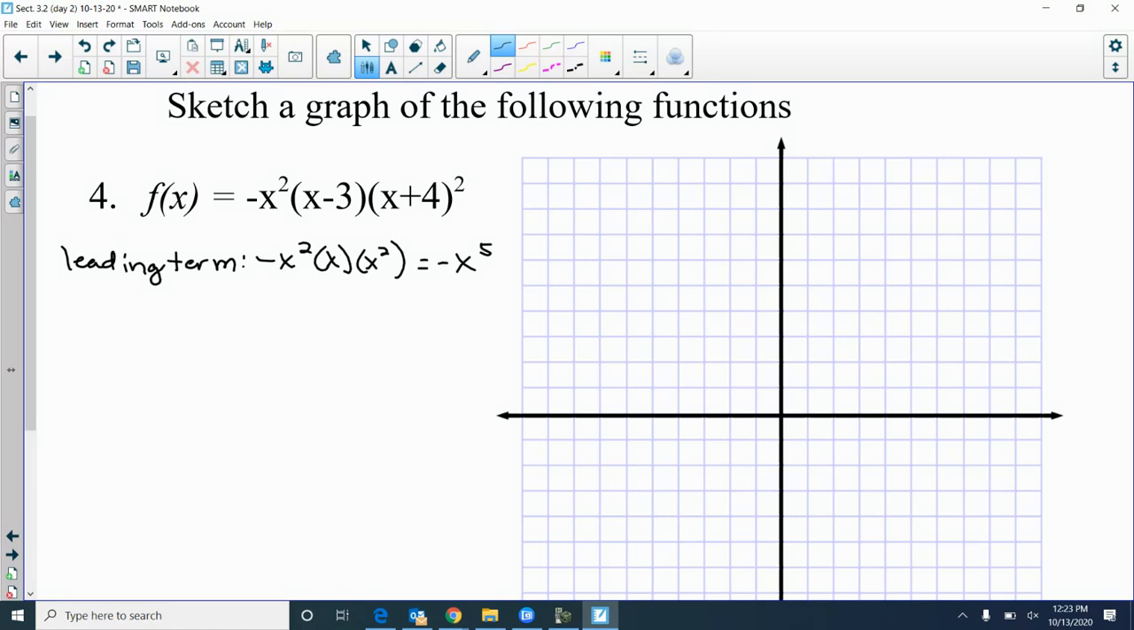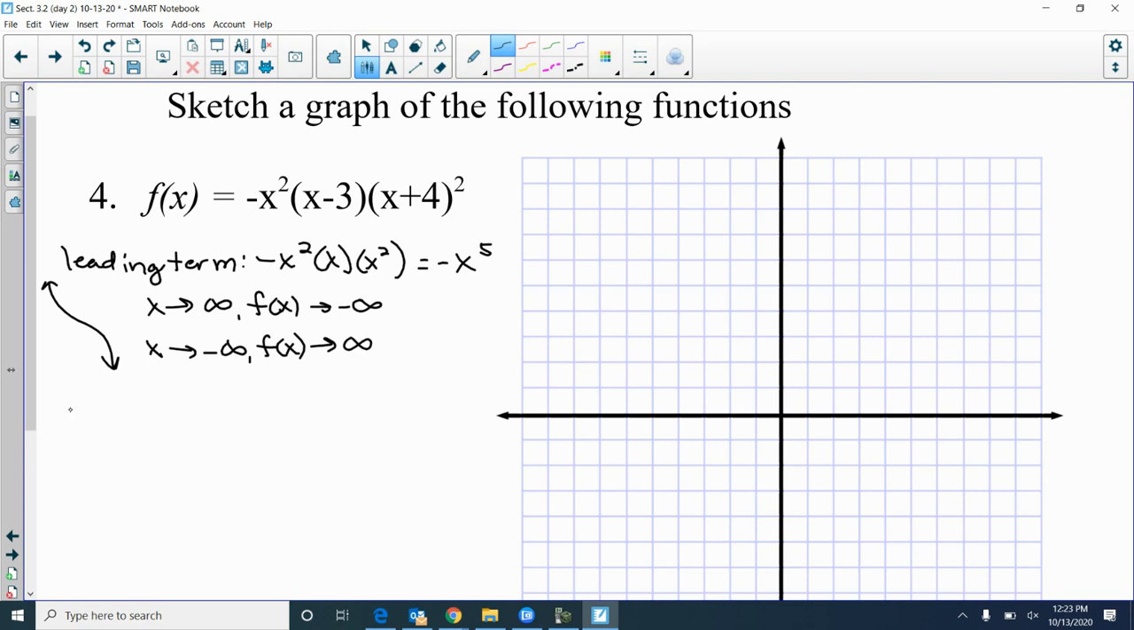Now it's a negative. So think about its behavior as a function. It's going to go from high to low. And that's on that very front page, where it talks about the end behavior of power functions. Now, that means as x goes to positive infinity, f of x goes to negative infinity. And as x goes to negative infinity, f of x goes to positive infinity.